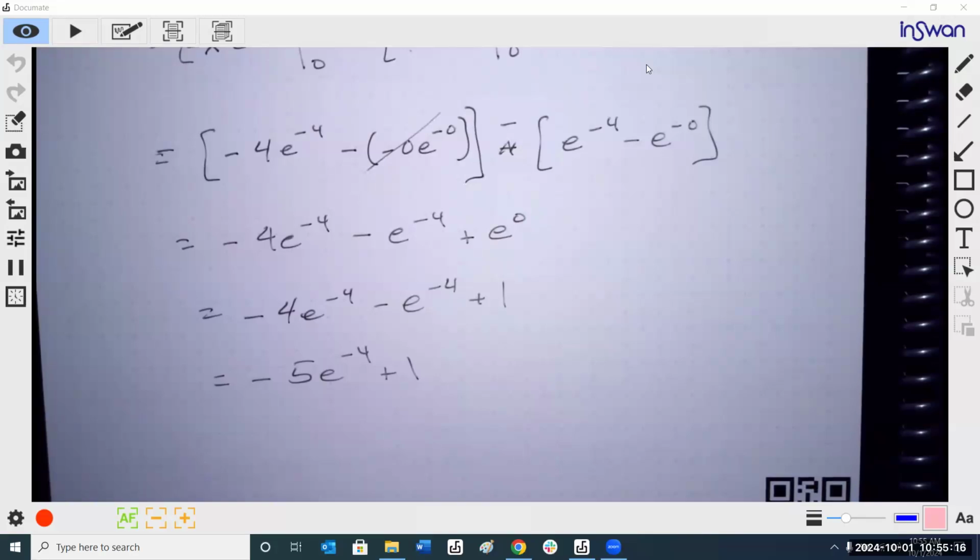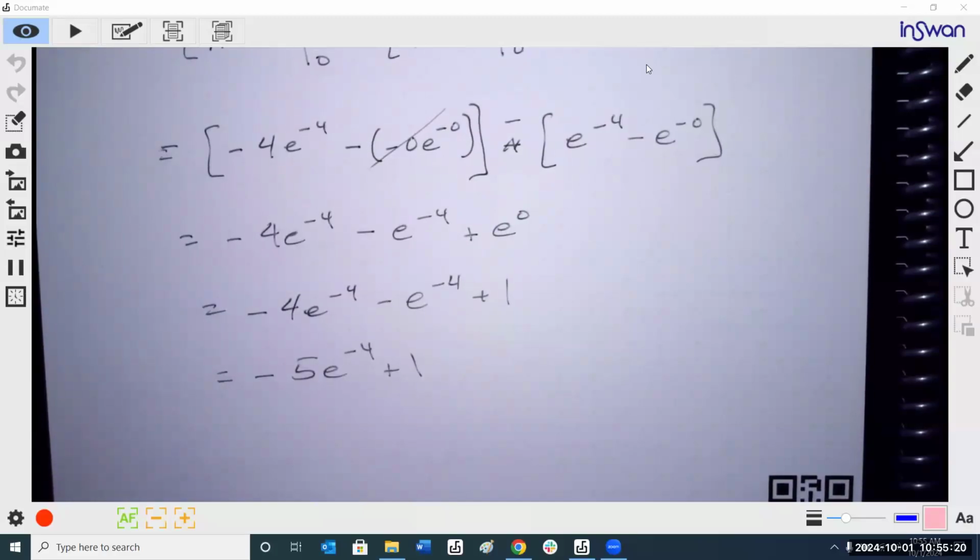Well, that does it for that one. Any questions? I'm sorry I went pretty quick, but it's always the same process. Once you find the u and v prime, it's just a matter of doing the derivative of one, the integral of the other, and plugging into the formula.